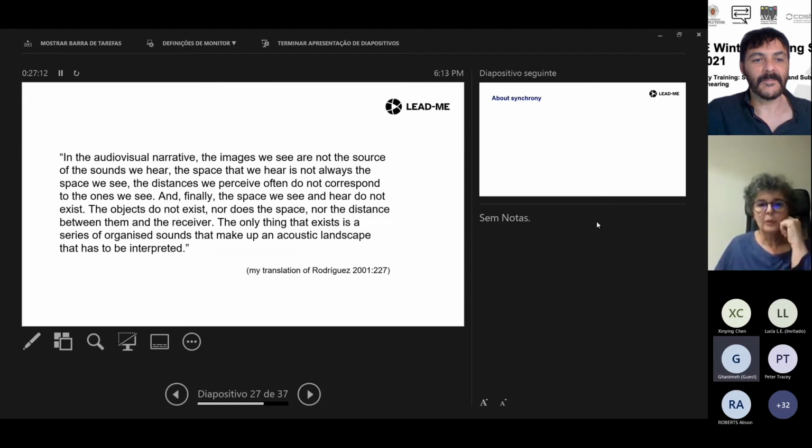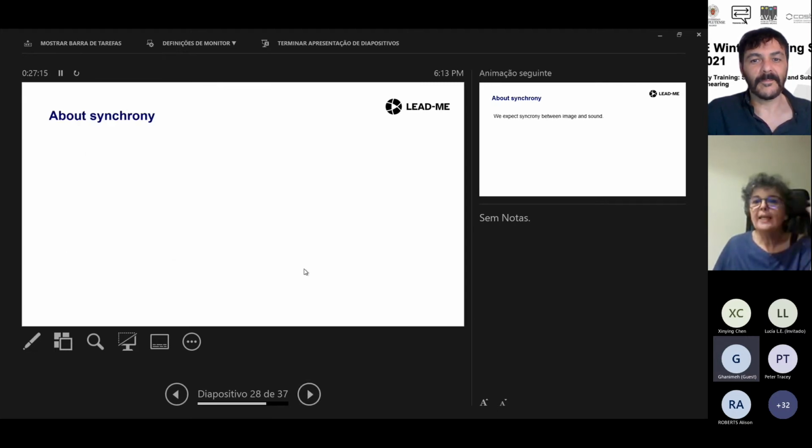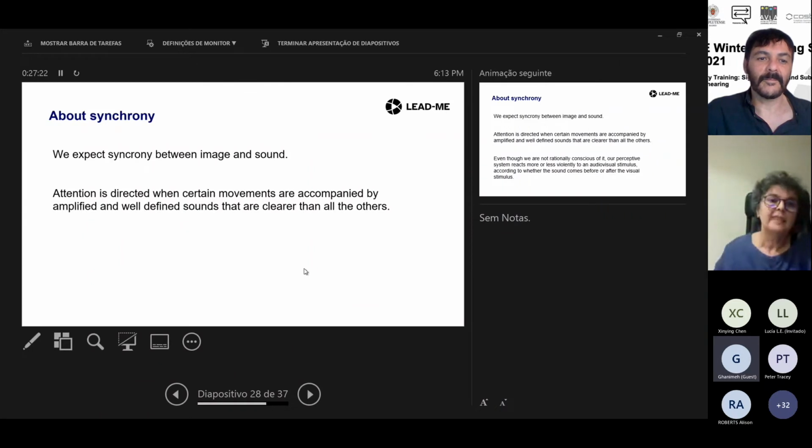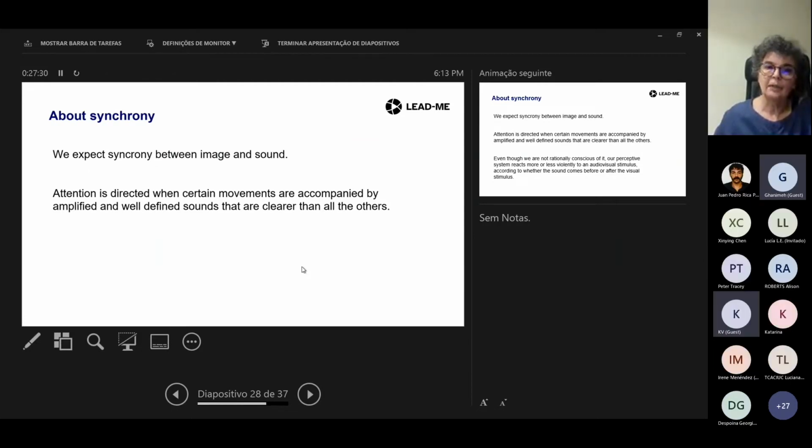About synchrony for a little while. We expect to find synchrony between image and sound. And we know that attention is directed to certain movements or amplified by the sounds that come with those visual elements. In fact, one of the rules for interlingual subtitling is that the subtitle only comes in a little bit later, just a few frames after the speech has actually started. Our brain connects the words to the lips, and we expect the synchrony to happen in life, and we expect it to happen in film as well.